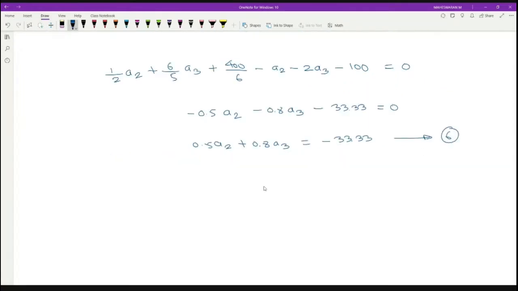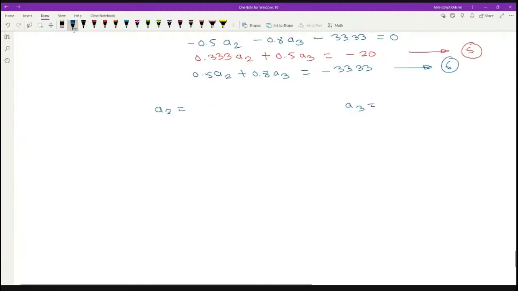So solve 5 and 6. What is your a2 and a3? This is 40.54, and a3 I'm getting minus 67. Are you getting this?